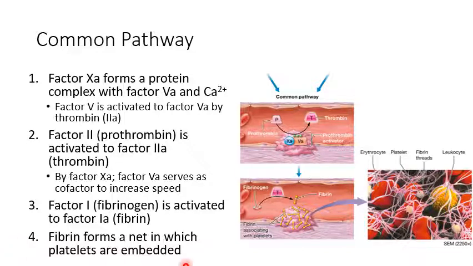All right, so what happens in this common pathway, to review it again, so we have factor 2, which is prothrombin, activated to factor 2A, which is thrombin. That's done by factor 10A, and factor 5A helps it go faster. Then you're going to have thrombin, or factor 2A, activating fibrinogen, which is factor 1, to fibrin, which is factor 1A. And then fibrin will make threads that bind the clot together, making it a proper mature clot.